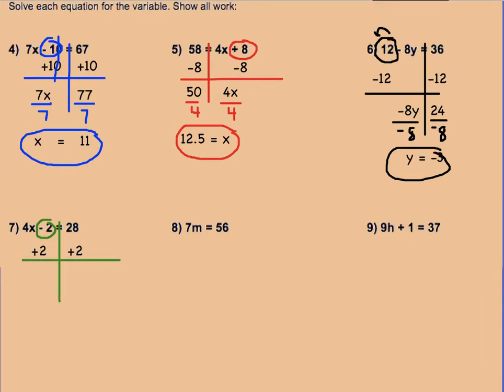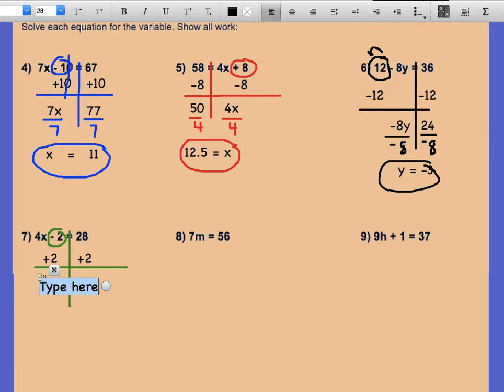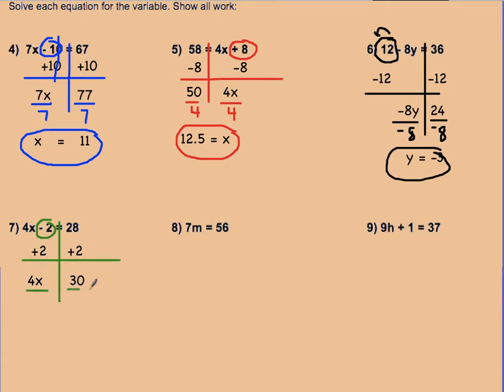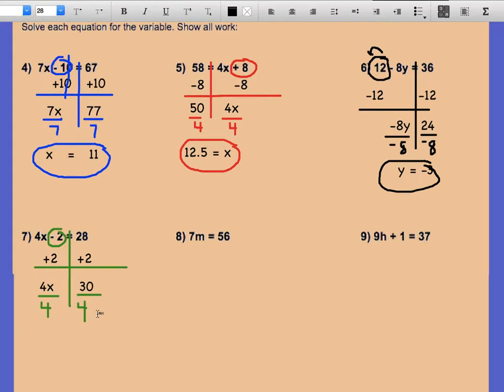Remember, as you're doing these, it's a good idea to pause and check your work throughout just to make sure that you're doing things properly. So we get 4x equals 30. And there are a couple different ways we can do this here at the end. So we divide by 4. We obviously don't get a whole number here. So we could do this two ways.